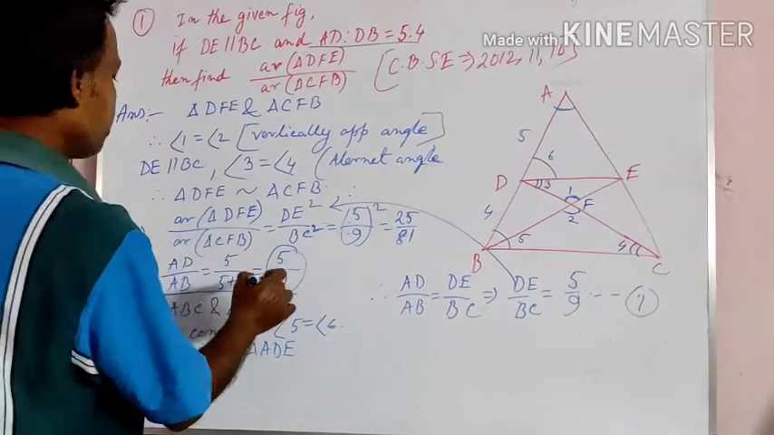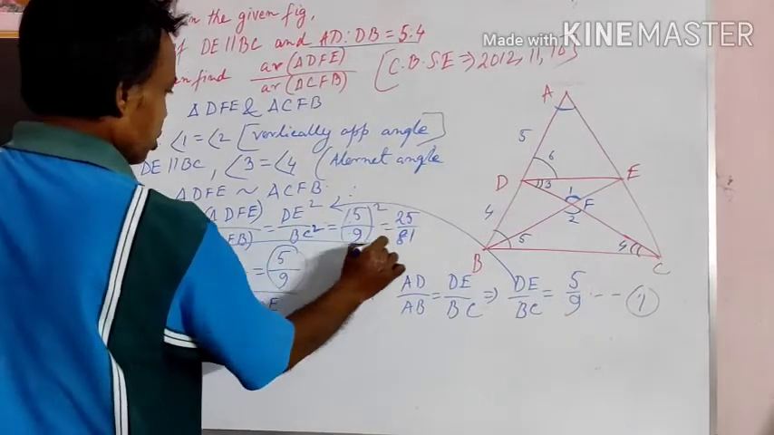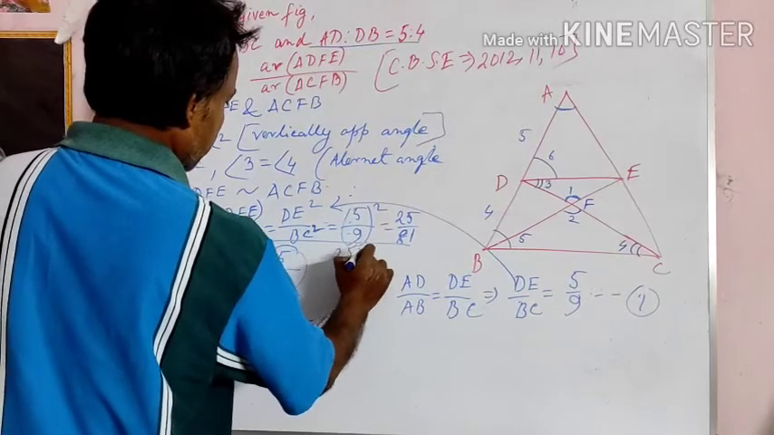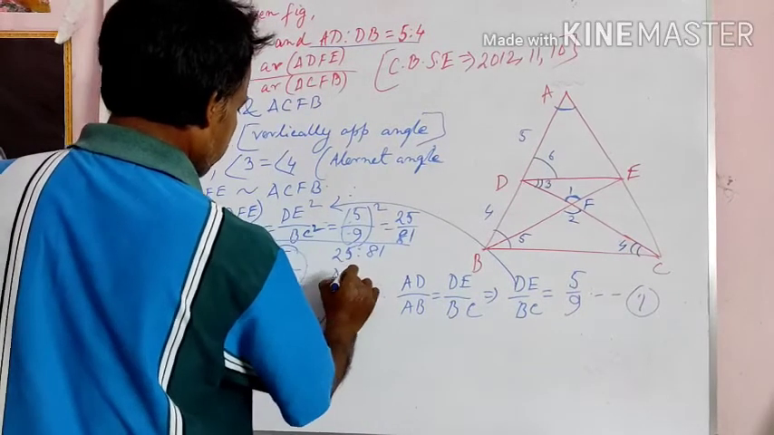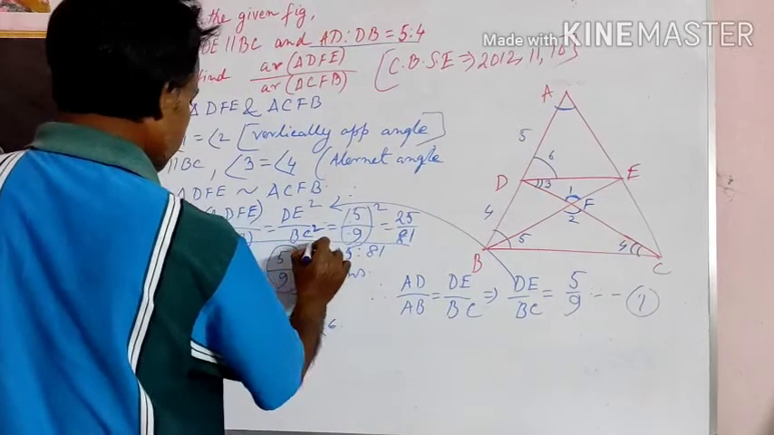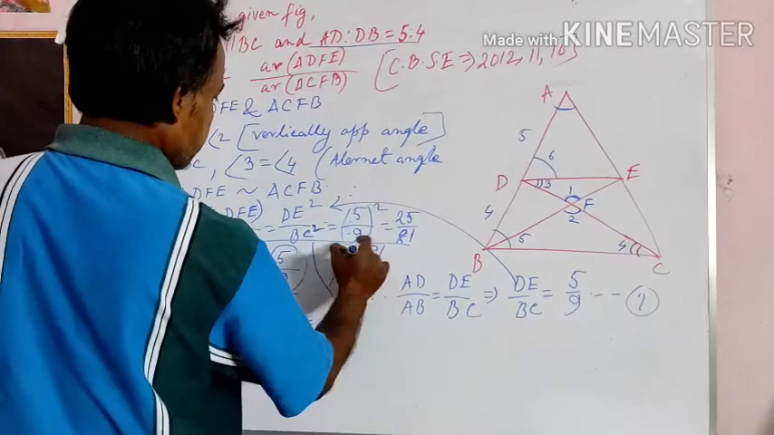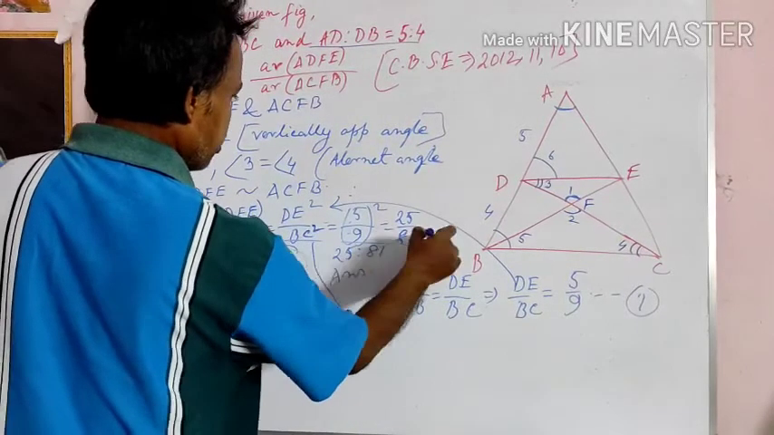So the ratio of the areas of these two triangles is equal to 25:81. This is your answer.